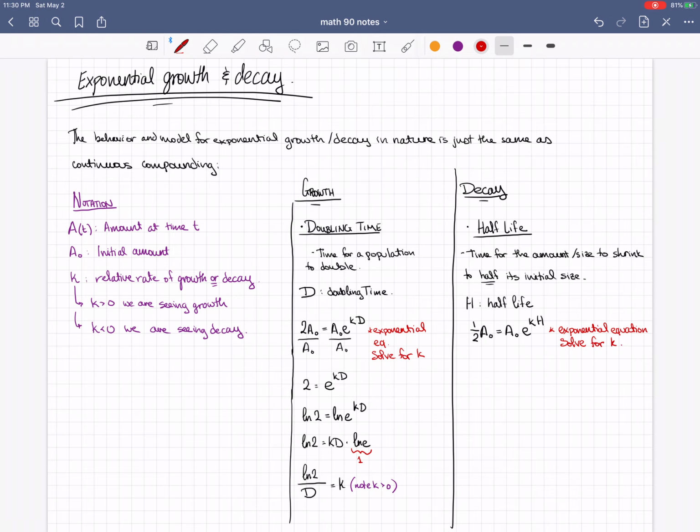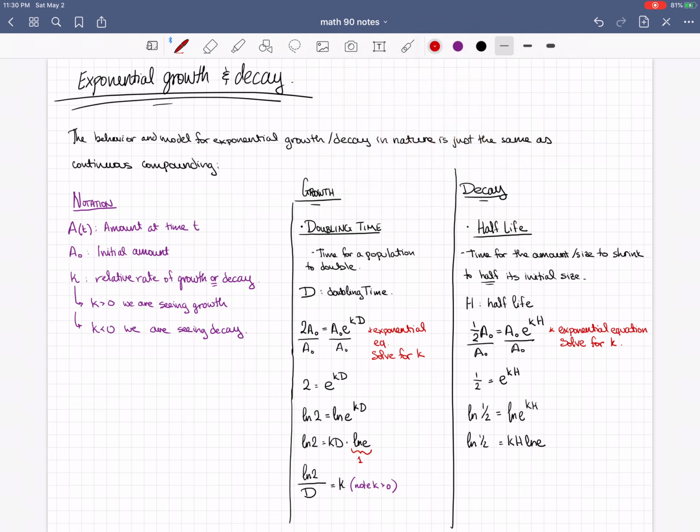Okay. So same thing, right? I really hope that by now this has almost become internalized. We're going to divide both sides by a0. So we have 1/2 is equal to e to the power kh. Again, we'll take the natural log of both sides. Again, by properties of logarithms, the kh simply pops out to the front. So we end up with the natural log of 1/2 is equal to kh times the natural log of e.